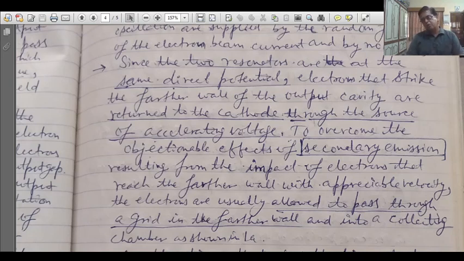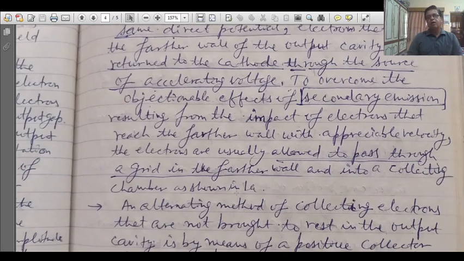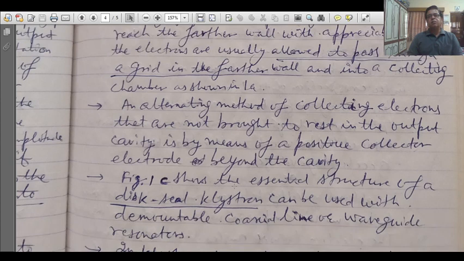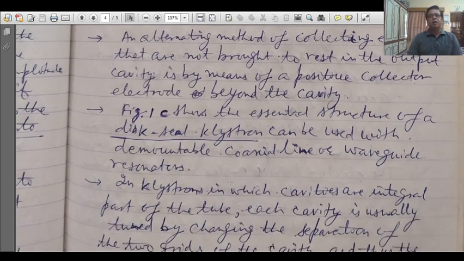This is the problem, and it arises from secondary emission resulting from the impact of electrons that reach the farther wall with appreciable velocity. To overcome it, the electrons are usually allowed to pass through the grid in the farther wall into a collecting chamber, and the collector collects the electrons.